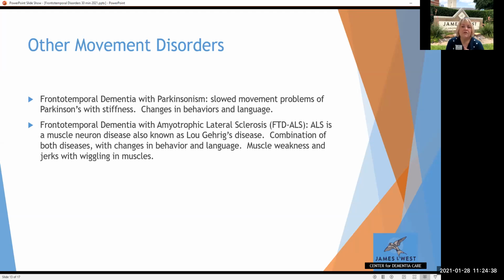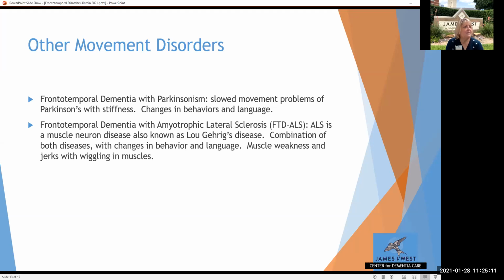A person can have what's called a mixed dementia or a dual diagnosis where they actually have two, like Alzheimer's and vascular. There's frontotemporal dementia with Parkinson's, with the slowed movement problems and stiffness of Parkinson's, but they have the changes in behaviors and language with FTD. So they have both. And then ALS has now moved under, again, that dementia umbrella: frontotemporal dementia with ALS.